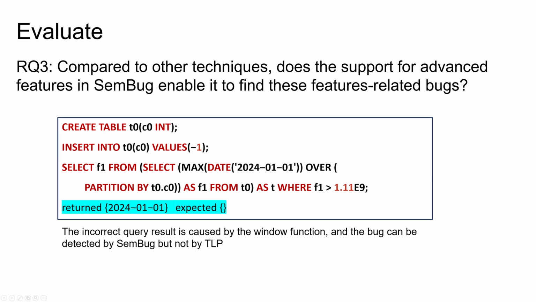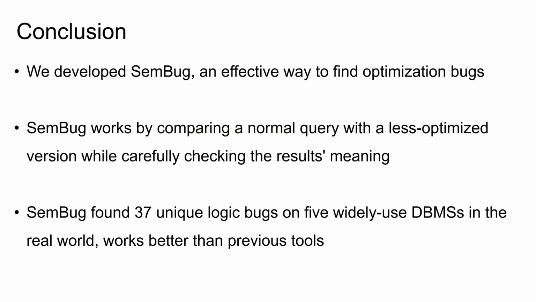So, to sum up, we developed Sambug, a new way to find logic bugs, especially for optimization bugs. It works by comparing a normal query with a less optimized version while carefully checking the result's meaning. Our evaluation shows that Sambug finds important, real-world bugs, works better than previous tools, and can even find bugs in advanced SQL features.